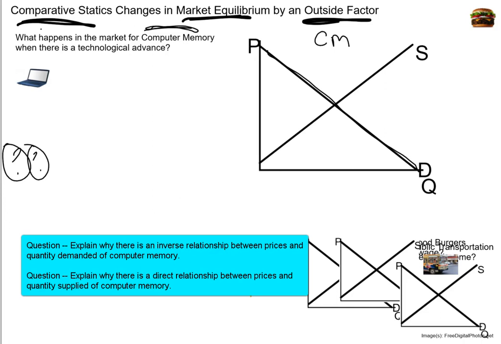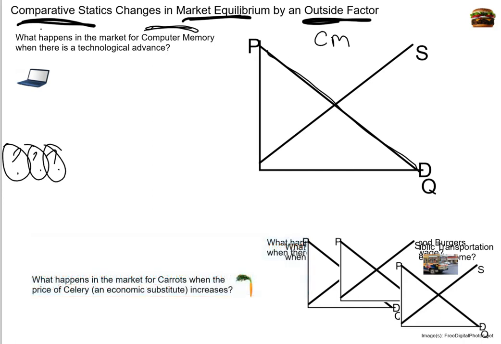We also have a supply of computer memory, right? This is an upward sloping line. Is there some obvious logic as to why there's an upward sloping supply curve of computer memory? When prices go up, does it make sense that quantity supplied would increase? What's the logic behind that? And we say that there's market equilibrium where these two things intersect, right?